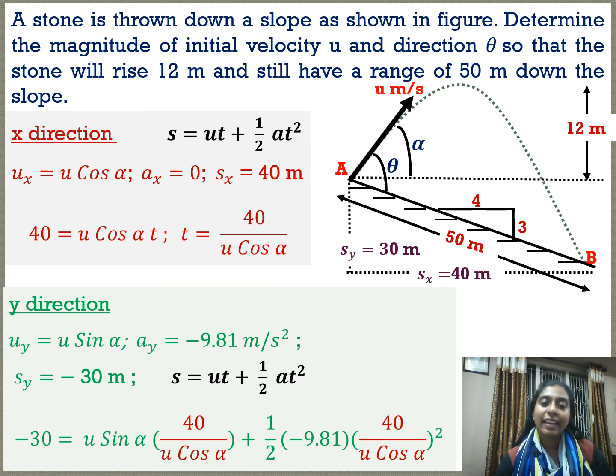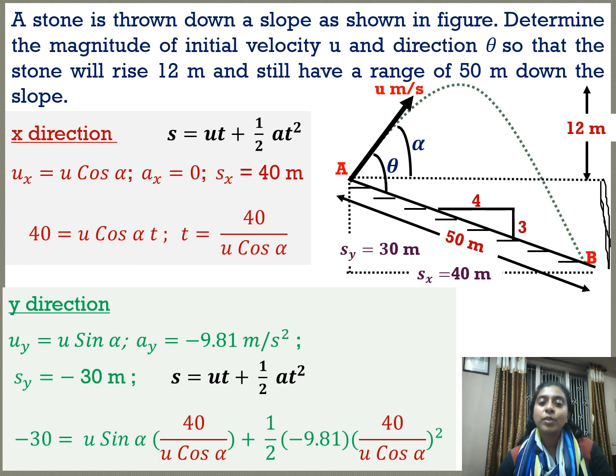Now we take the y direction. So uy is equal to u sin alpha. Component of velocity is u sin alpha. Ay is minus 9.81 meter per second square. And sy is taken as 30 meter, this distance. See, this sy is from the horizontal plane to the inclined plane. This is 30. So it is downward from the horizontal axis. So we take it as minus 30 meter.